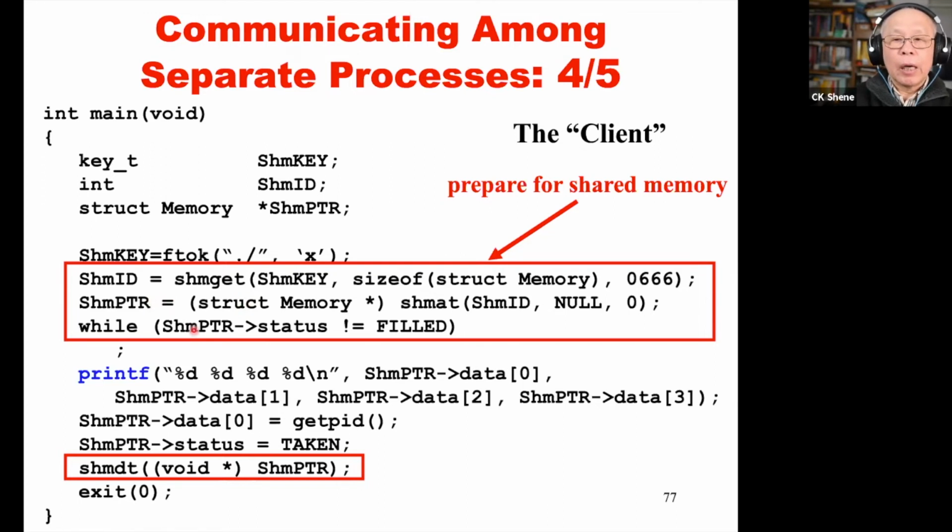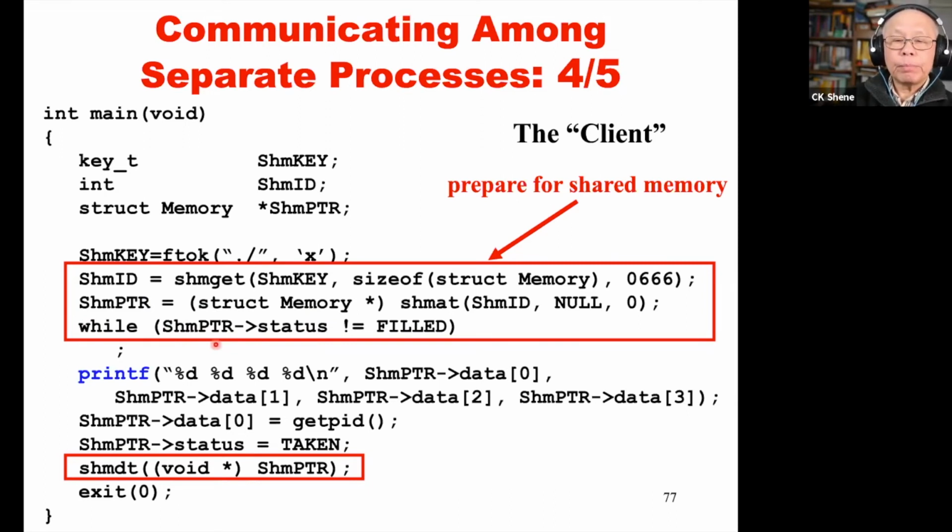Then, now, the client must wait until the status is filled. Now here we use busy waiting. This is so busy. This is not filled, then we go back, check to see, not filled, not filled, not filled. This is not a very good way to write a program. In the server, we use sleep 1. But here, it's so busy. This loop is a CPU hog, right?